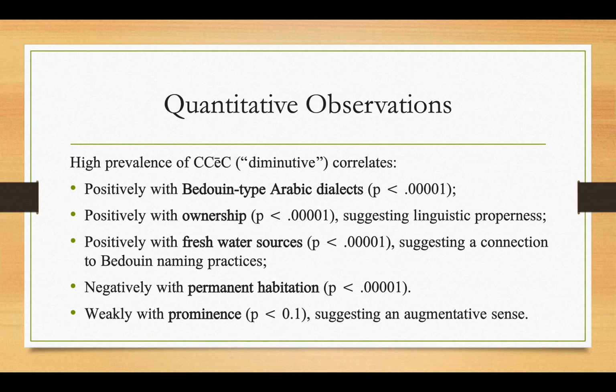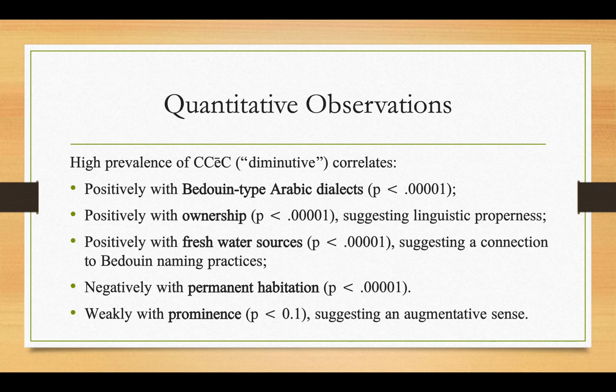So there was a positive relationship with Bedouin areas where Bedouin type dialects of Arabic were spoken. There was also a positive correlation with ownership, which suggests linguistic properness. There was also a strong link between diminutive morphology and freshwater sources, and there was a negative link between diminutive morphology and permanent habitation, as judged by agriculture or permanent settlements or buildings.